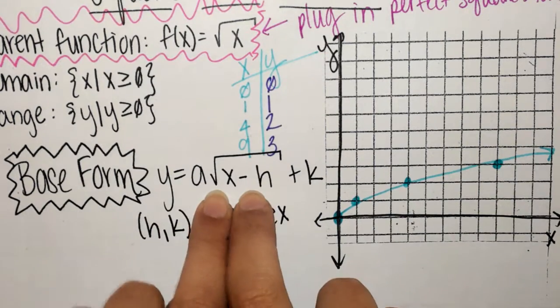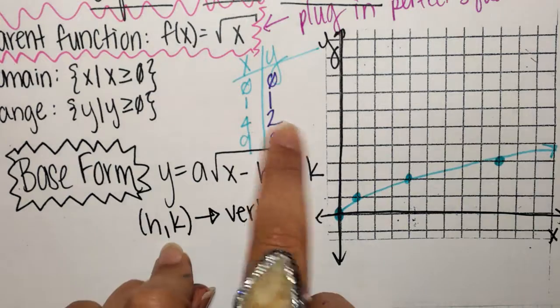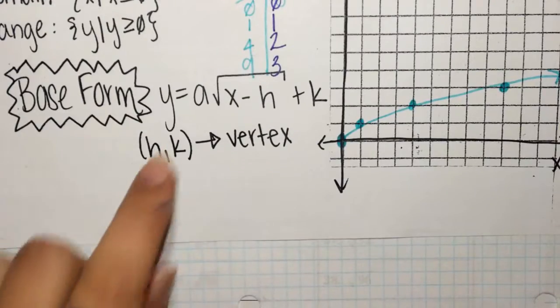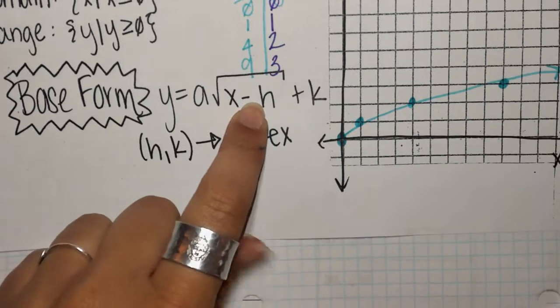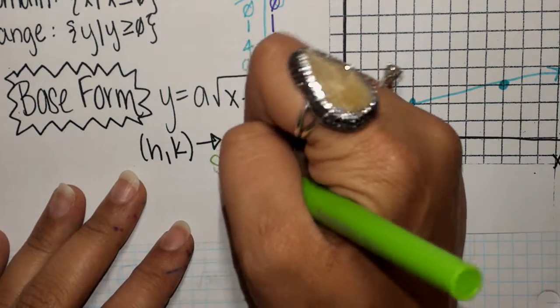Now, this vertex form looks a lot like our quadratic vertex form. You guys remember when we had the parentheses and the squared on the outside? It's the same thing, where your vertex is the opposite of whatever this is in K. This is your starting point.